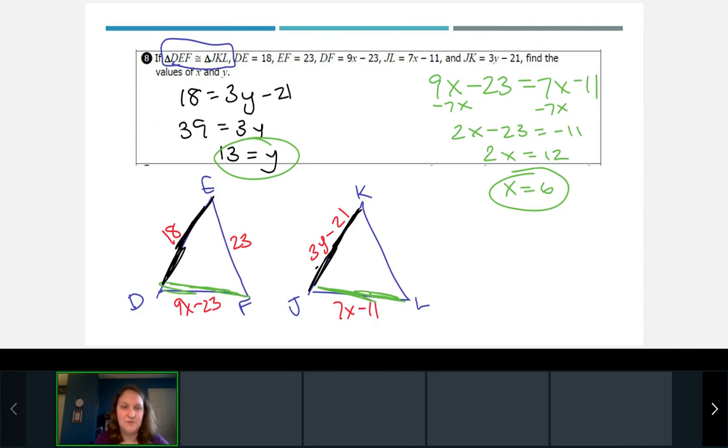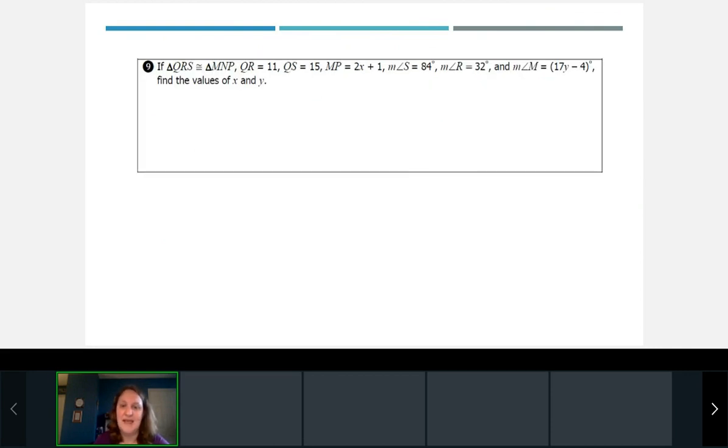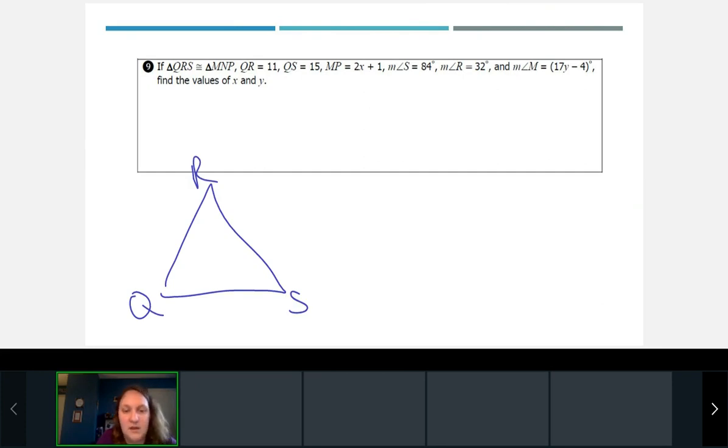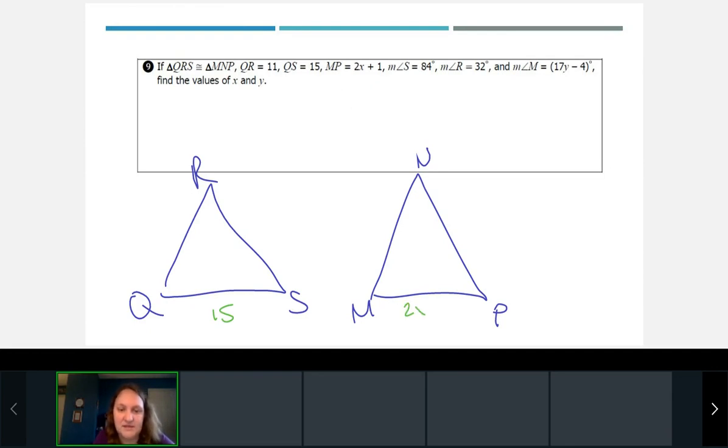We've got one more example to do. It's kind of like number 8, except it's got angles that are missing. So let's draw a picture, since there wasn't one. Triangle QRS congruent to triangle MNP. I'm going to regret drawing this so big, but that's okay. QS is 15. MP is 2x plus 1. Angle S is 84. Angle R is 32. Angle M is 17y minus 4. So here's an example where you have some sides labeled, some angles labeled.